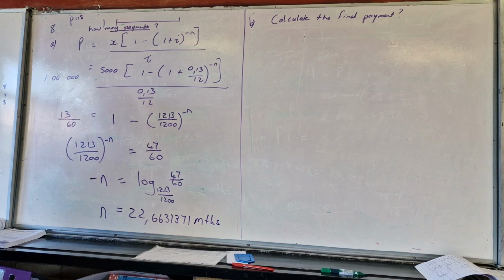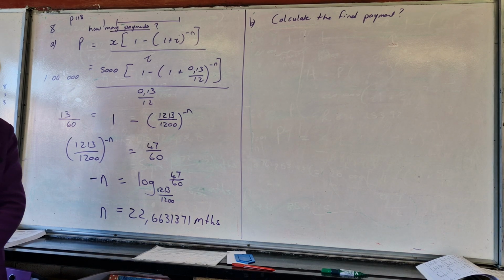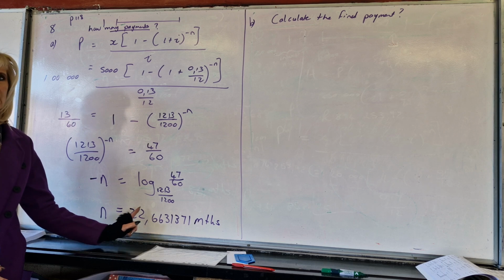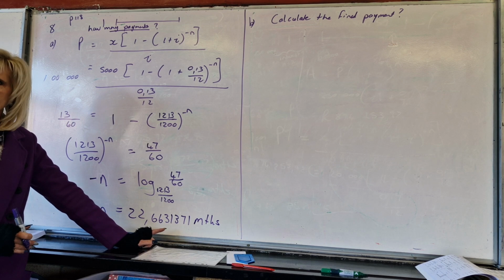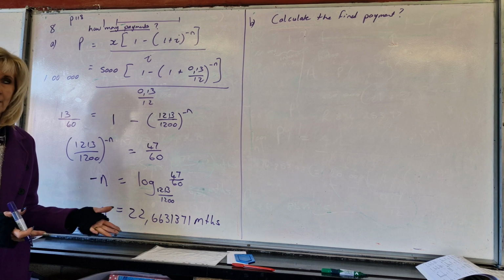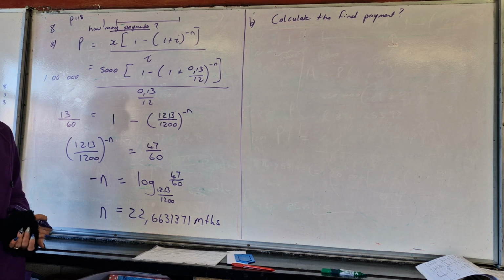Okay, that's months, right? So the question asked, how many payments of 5,000 Rand will I make? 22. 22. Because the last payment is going to be less. It's going to be 0.6 of a payment. Okay, that's worth it. Now, here comes the question. What is the final payment?